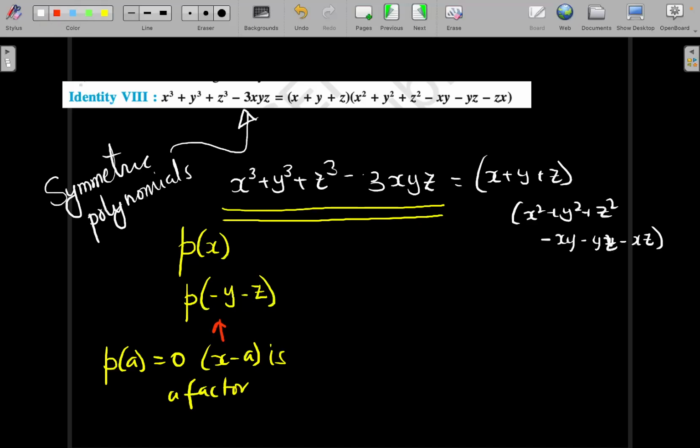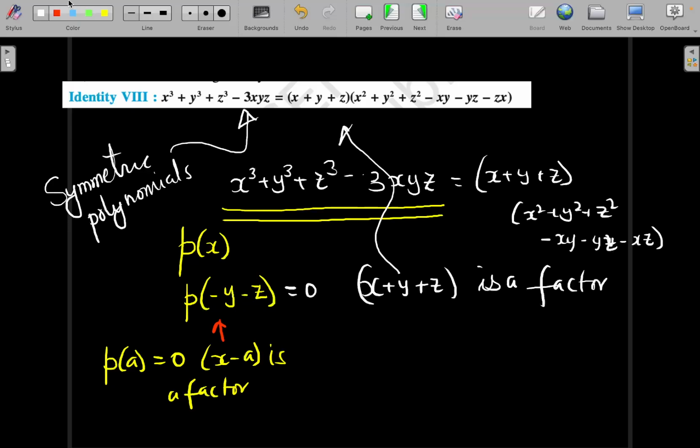If by chance p of minus y minus z equals 0, then x plus y plus z is a factor. So basically the only reason why I'm doing this is because this might look like a nice use of the factor theorem, which is really our main lesson. So now once this is a factor, at least I've convinced you that one of them is a factor of the LHS. Now what about the other factor?